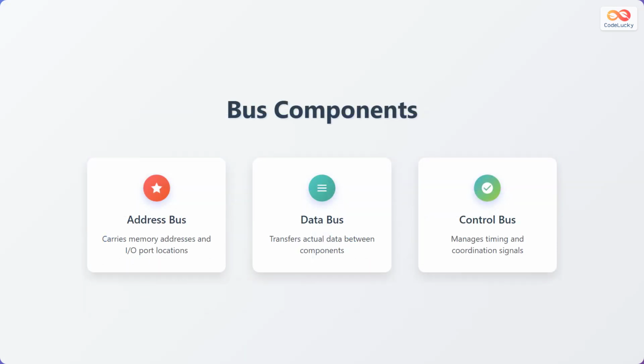A bus system consists of three main components, each with a specific role. First, the address bus carries memory addresses and input/output port locations. It specifies where the data should be sent or retrieved from. Second, the data bus transfers the actual data between the components. This is where the information being transmitted travels. Finally, the control bus manages timing and coordination signals. It ensures that everything happens in the correct order and at the right time.